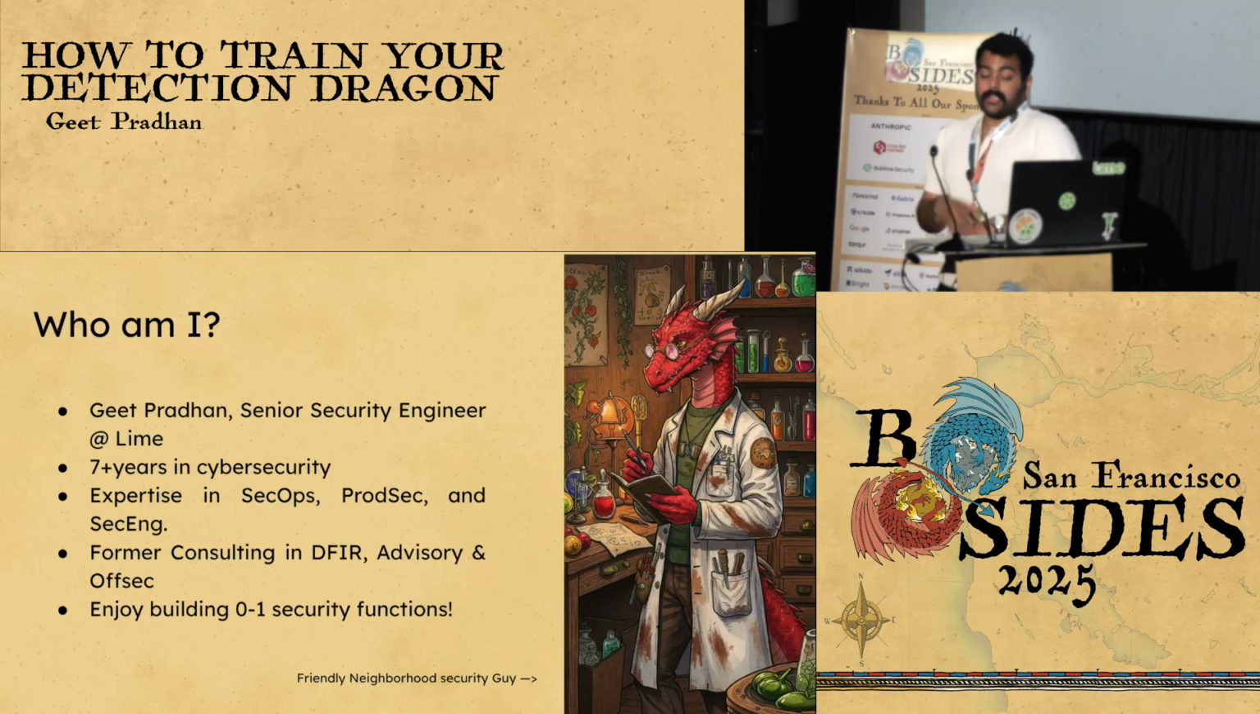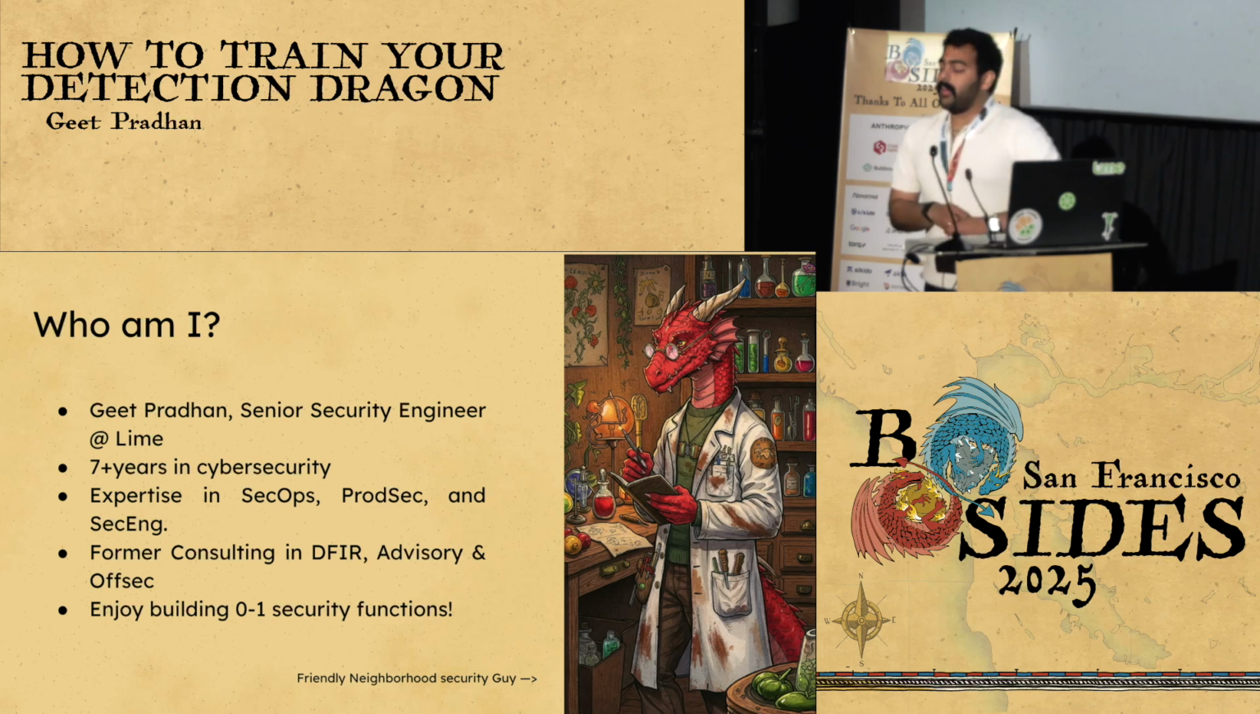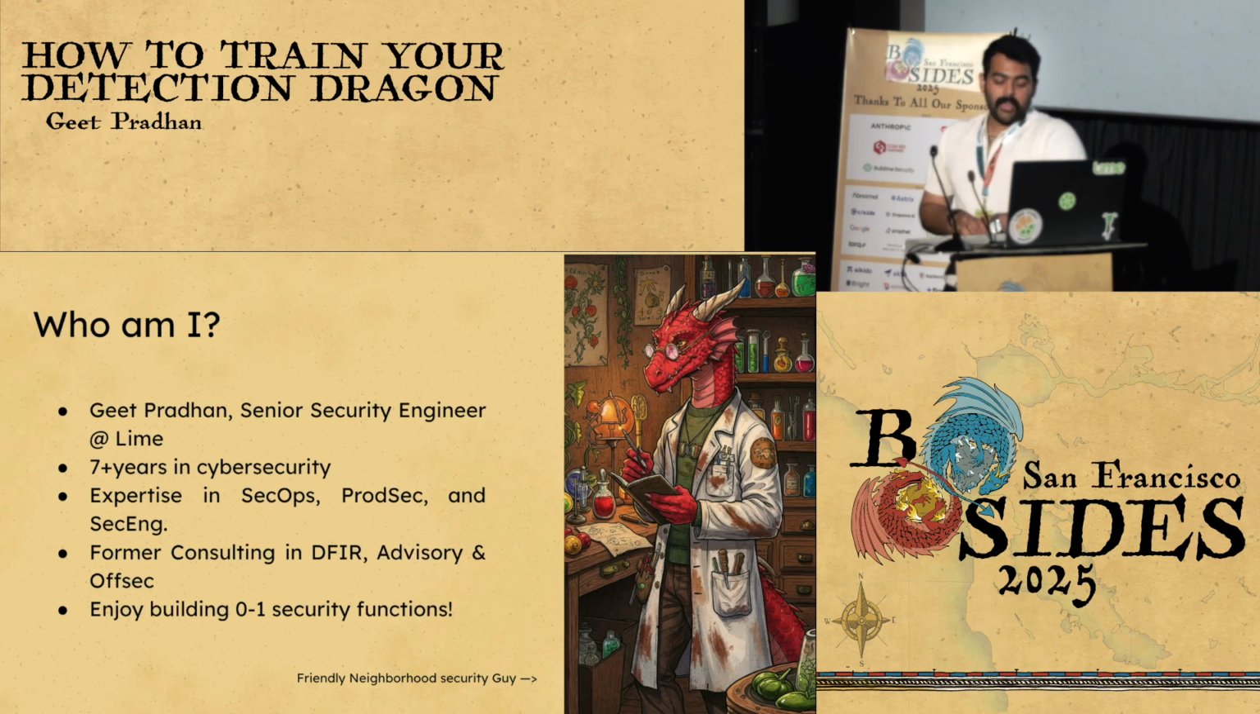So who am I? This dragon is actually me. By the way, I don't have a lab coat, but I'm a security engineer at Lime. I've been in cybersecurity for over 7 years. I have some experience in SecOps, ProdSec, doing a little bit of everything. And I do like building 0 to 1 security functions.